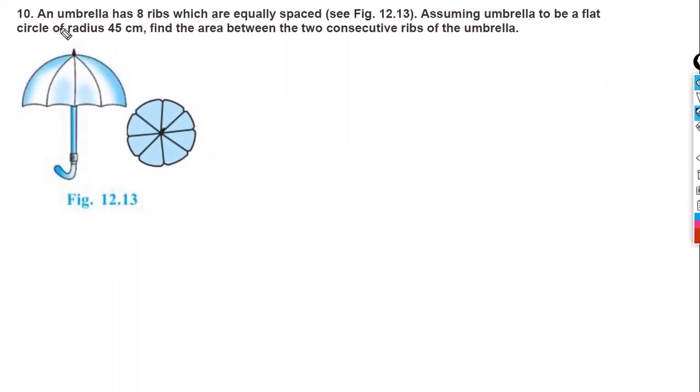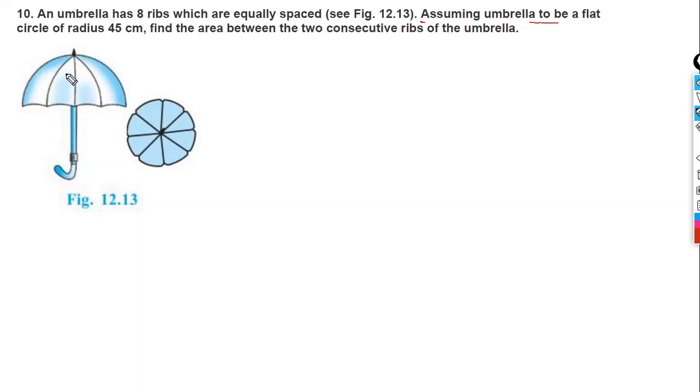Here it is. An umbrella has 8 ribs which are equally spaced. Assuming umbrella to be a flat circle of radius 45 centimeter, find the area between the two consecutive ribs of the umbrella. Okay, what we need here? What we have first? An umbrella has 8 ribs. Then we have to assume that umbrella to be a flat circle.